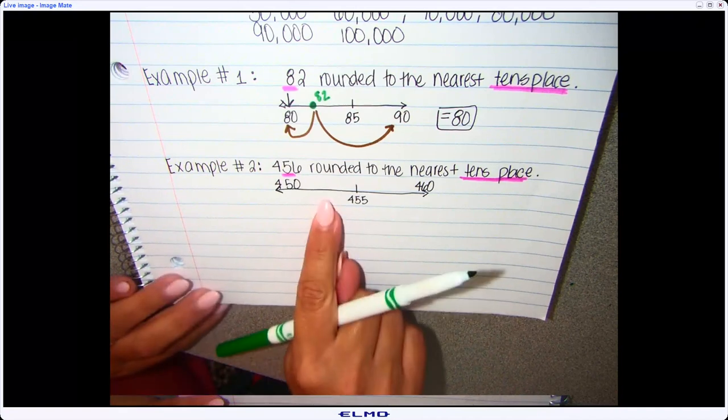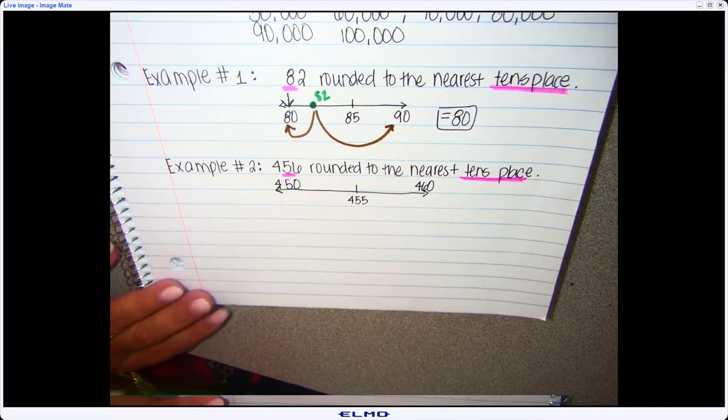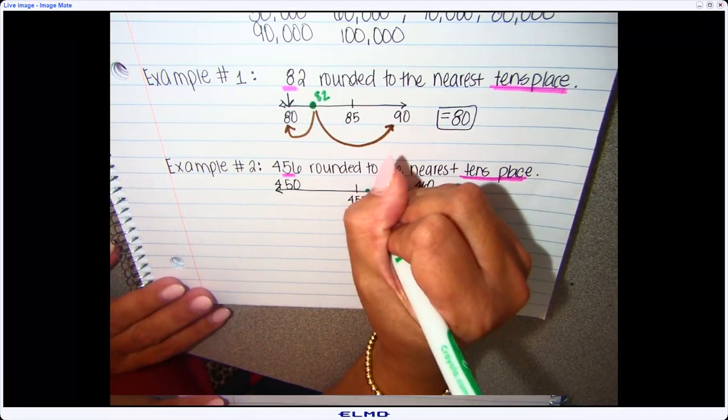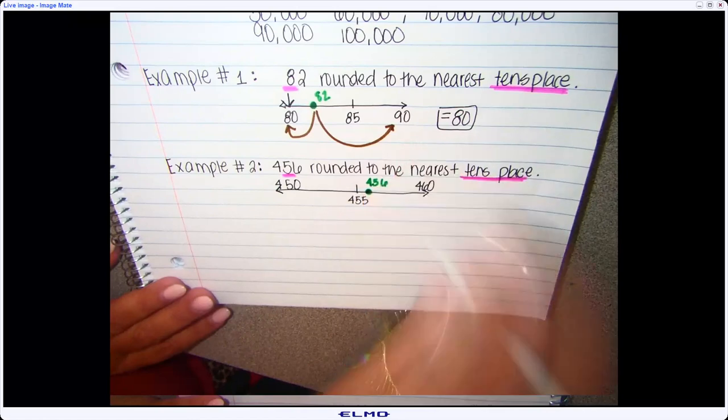Would it be less than 455 or greater than 455? Greater. It would be pretty close to it, but it is greater. 456.